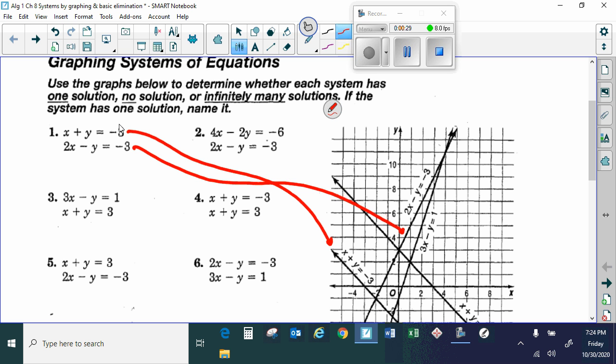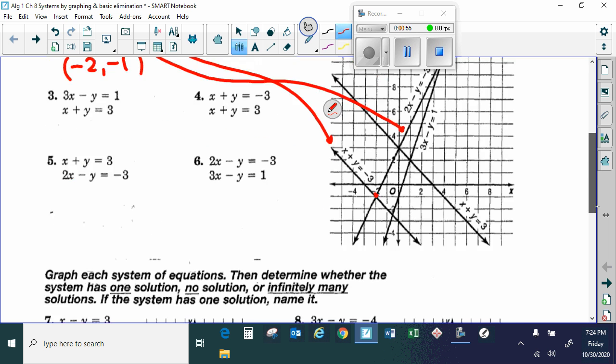And when you're solving a system of equations, you're trying to find where they intersect. So notice those two lines intersect at that point. What is that point? -2, -1. Okay. Because it says if it has one solution, as it says right here, name it. Okay. So that's what you're doing for all those right there.